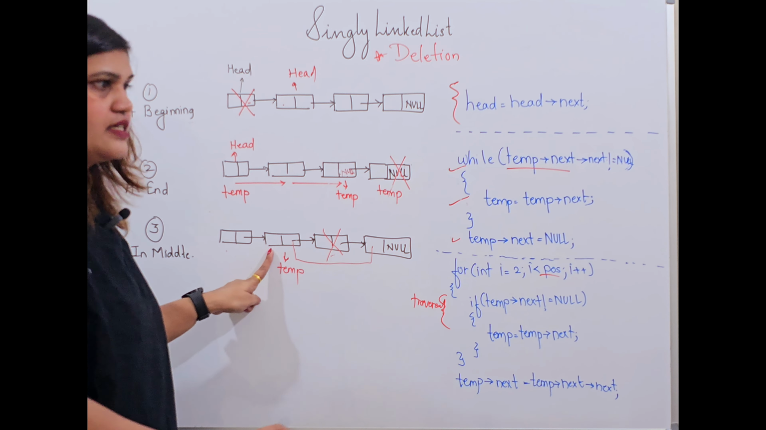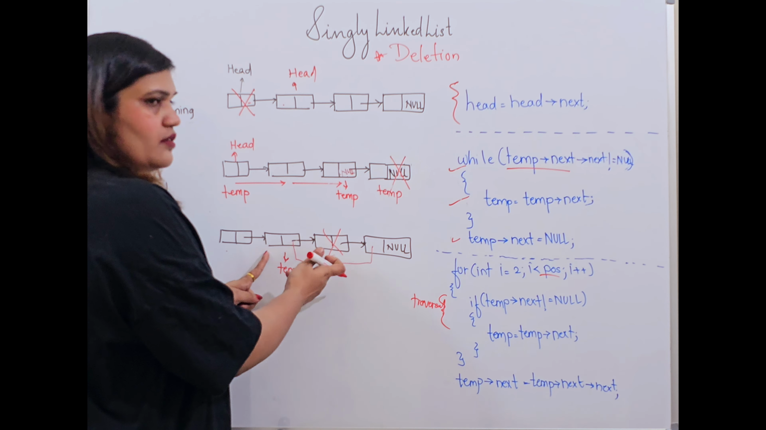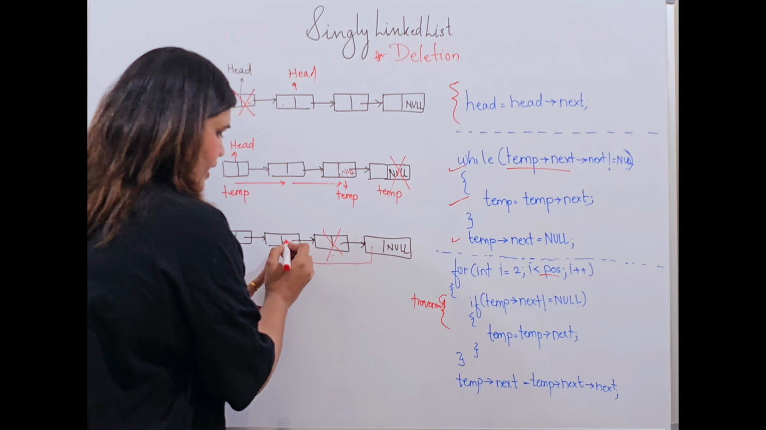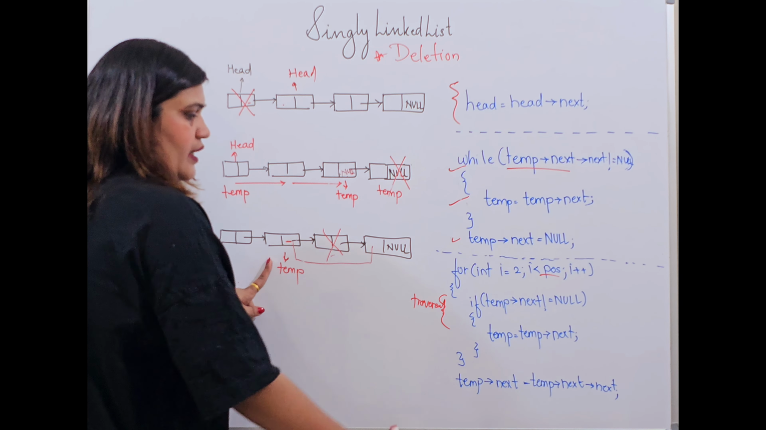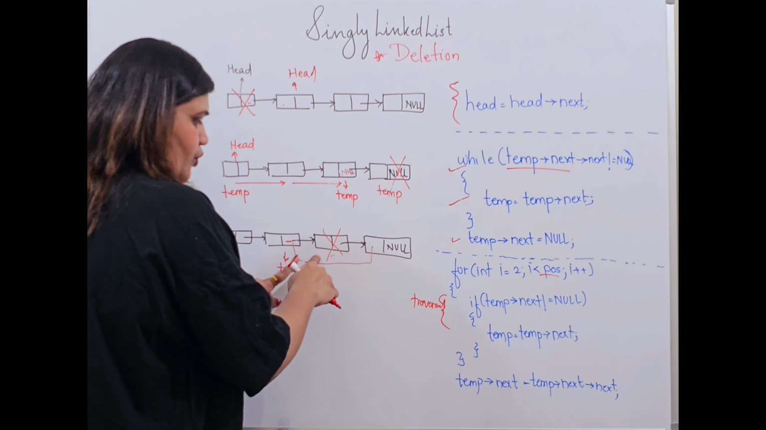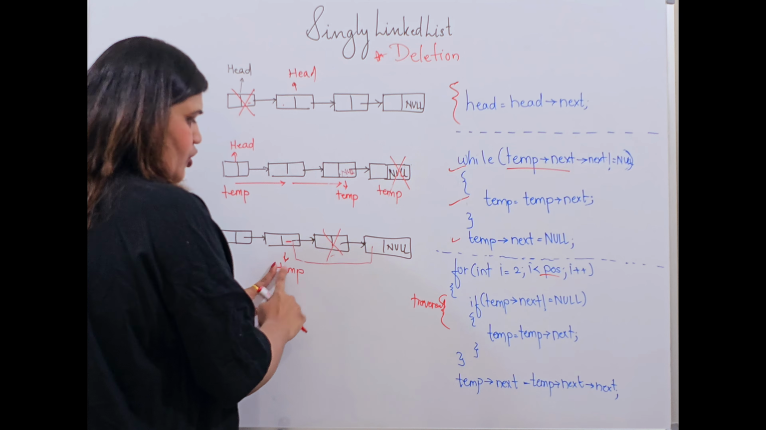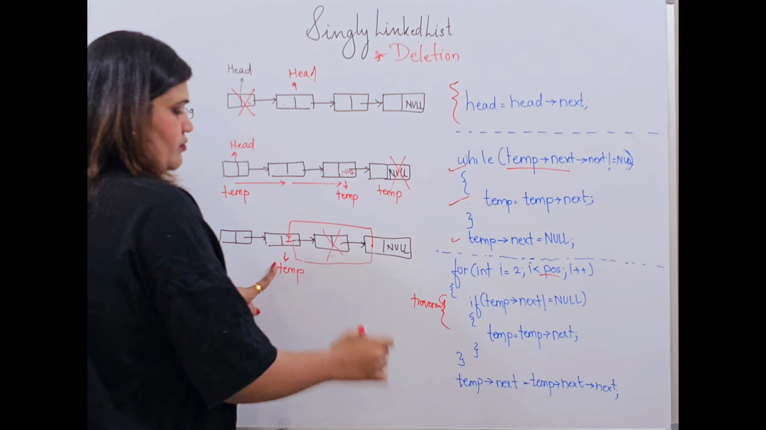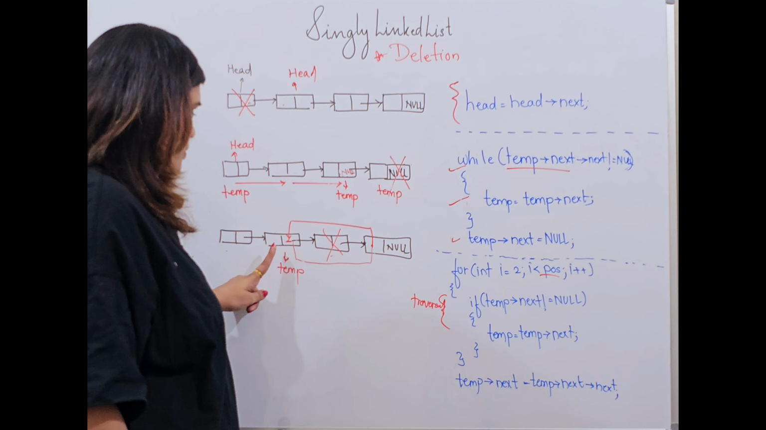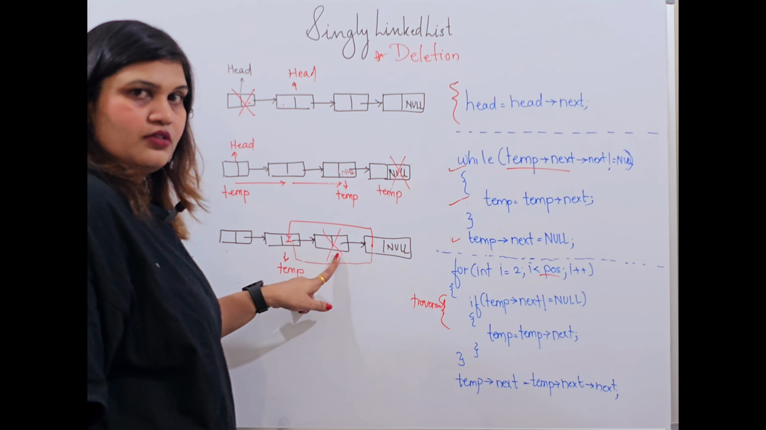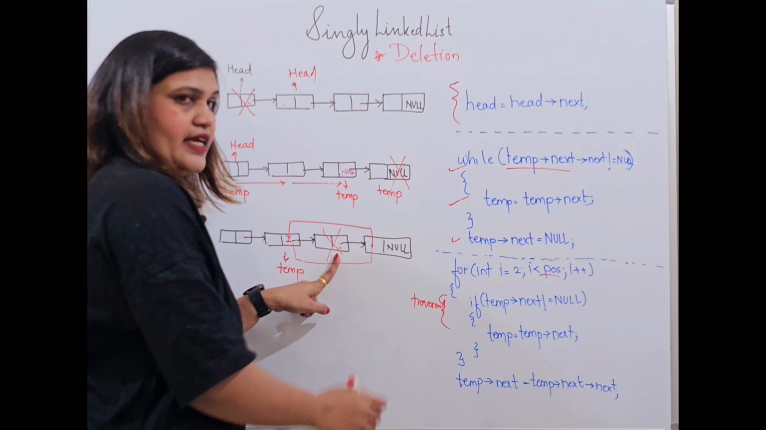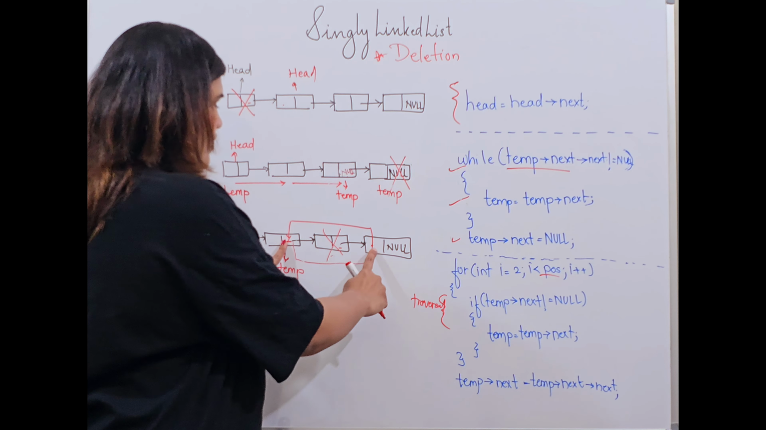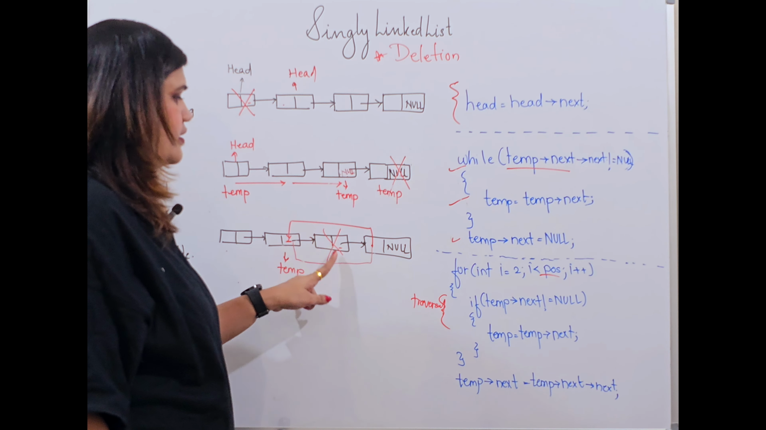Once it reaches here, now in this case it is very short. The moment it reaches here, I know that the next element has to be deleted. What do I do? Temp to next should be temp to next to next. So this is the value that should be here. What was in temp's next? This node. And what was in this node's next? This node. And I want to connect this node to this. So automatically when this is connected, this node is crossed out and this is deleted.